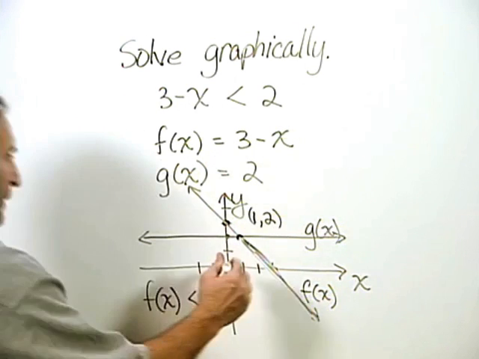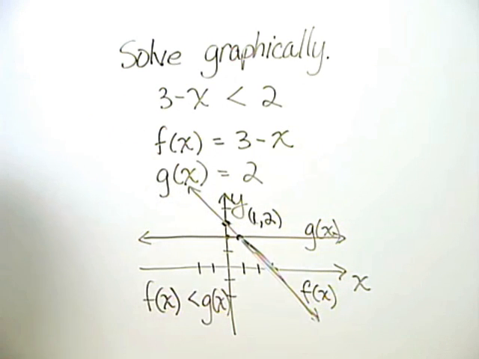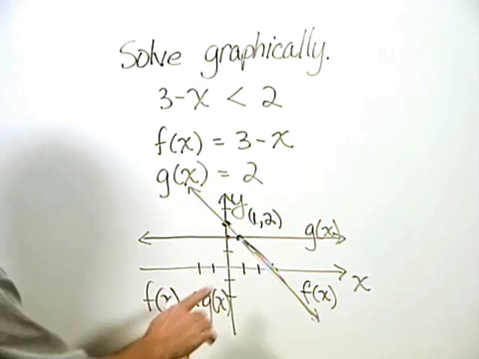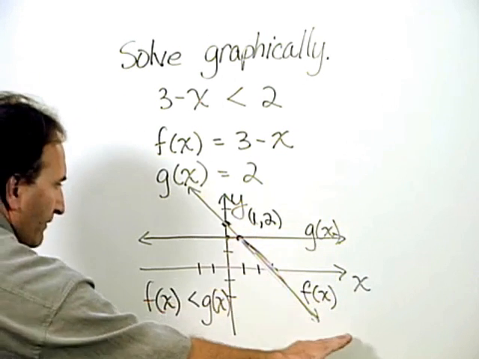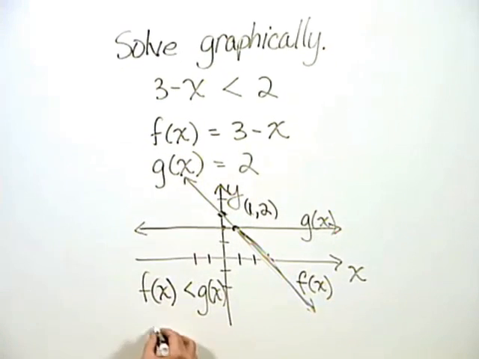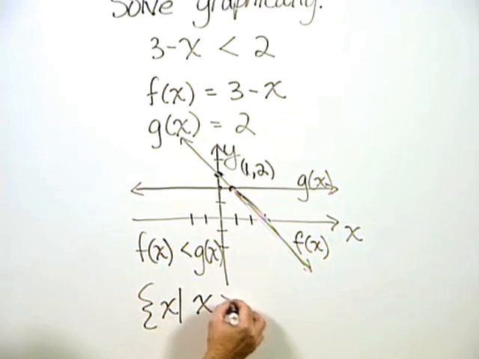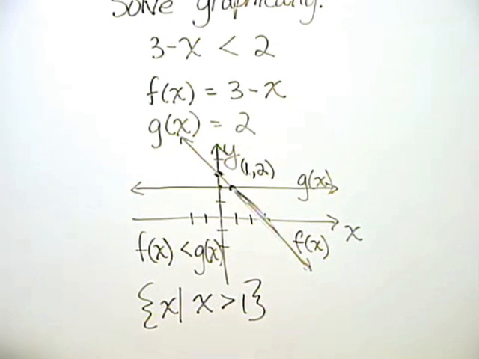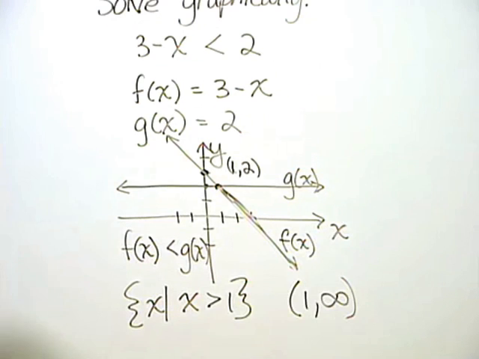So, if we look at the corresponding x value, it's at 1. And therefore, it's from not including 1 all the way to infinity that f of x is less than g of x. And therefore, the solution set is the set of x such that x is greater than 1. And if we want to write that in interval notation, it would be not including 1 up through infinity.